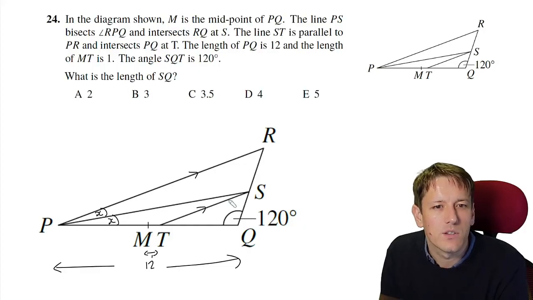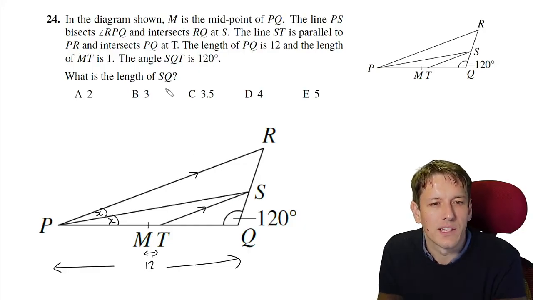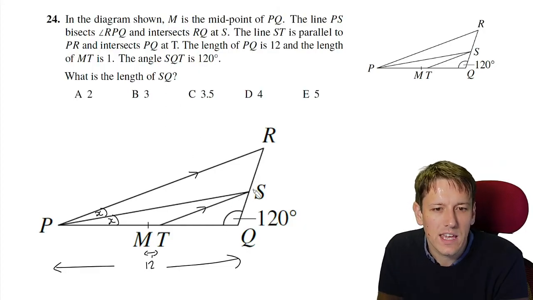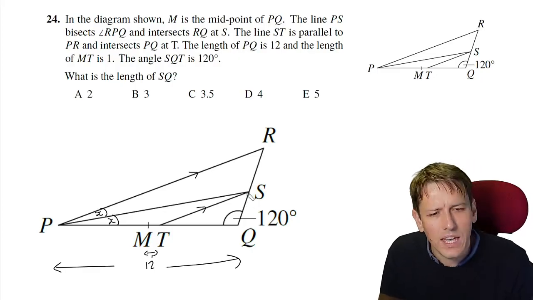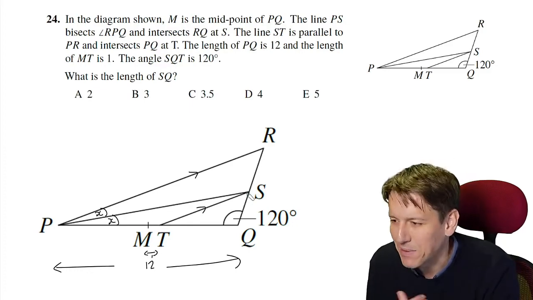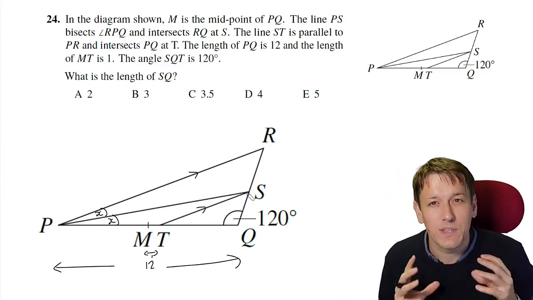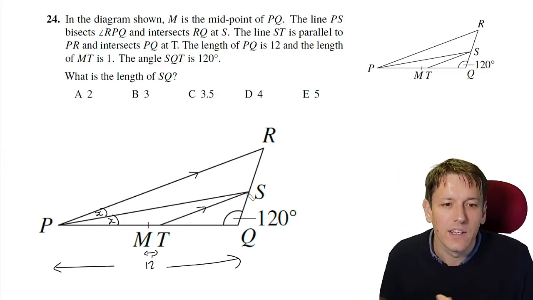So the angle SQT is 120 as shown. What's the length of SQ? That's what we want to work out here, this part here. Okay, so you need to look at this quite carefully. You probably have to look at it for a while. And really with this question, just write in anything you can.